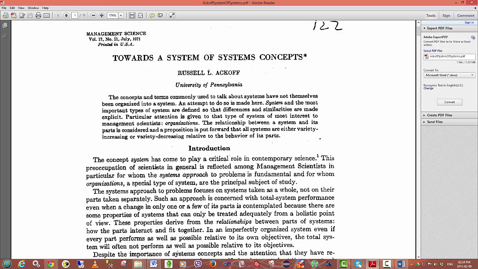You can see that he was writing in 1971. Moving to the introduction, the concepts and terms commonly used to think about systems have not themselves been organized into a system. An attempt to do so is made here. System and the most important types of system are defined so that differences and similarities are made explicit. And then, because Ackoff is also coming from a background of organizations, he's going to formally define some of the concepts of a system as it relates to organizations.